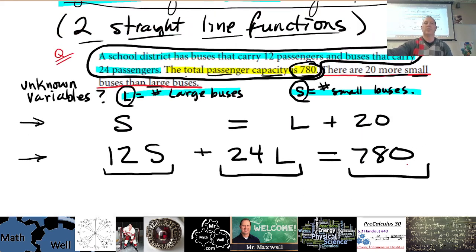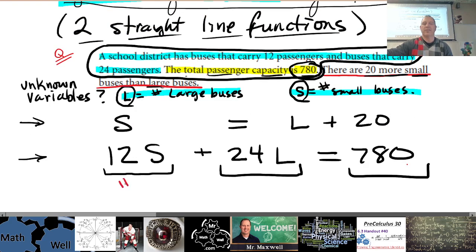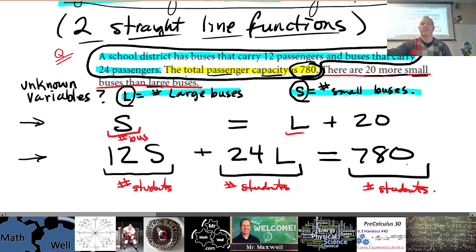Now, you want to check when you do your equations. This is the number of students, right? This represents a number of students. That's good. And this represents a number of students. That's excellent. So you want to make sure within an equation that they align. What about up here? Well, that's a number of buses. This is a number of buses. And this is a number of buses, right? Small buses, large buses, and 20 more buses.